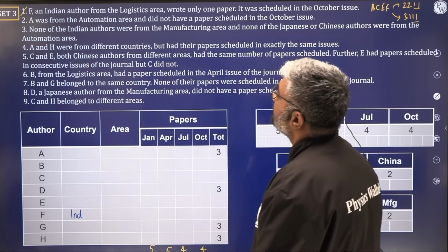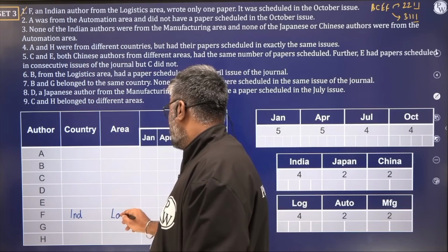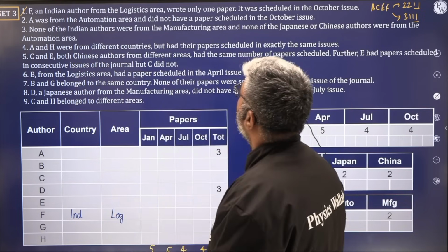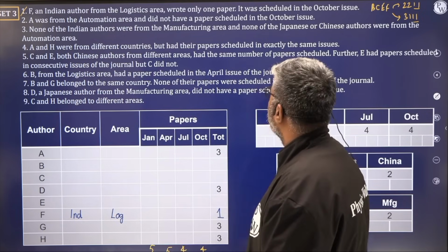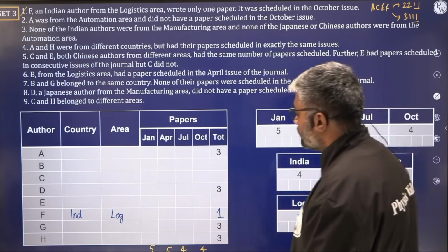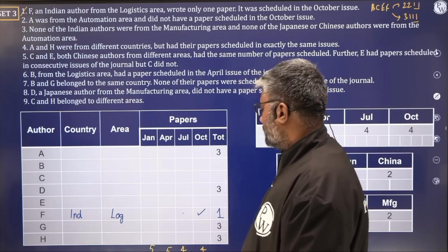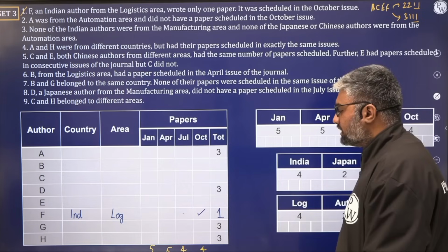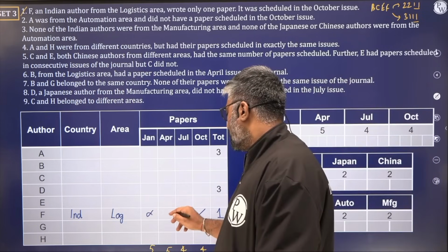Next they're saying he is from the logistics area. Wrote only one paper. It was scheduled in the October issue. Could there be a more direct clue there? This is the direct test of direct.